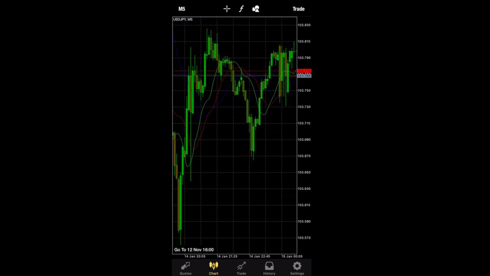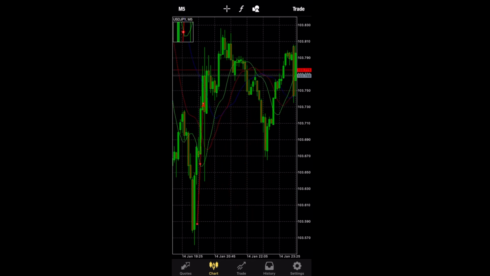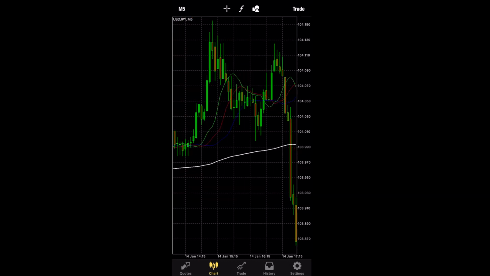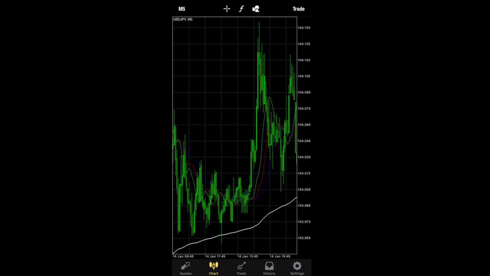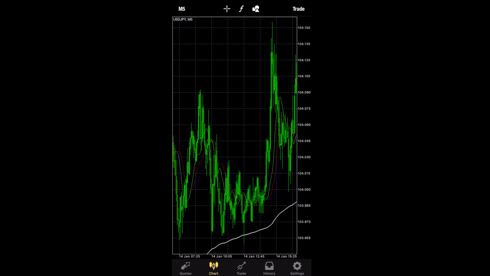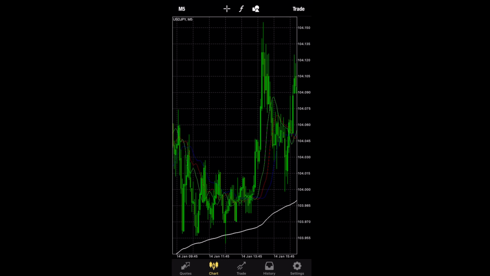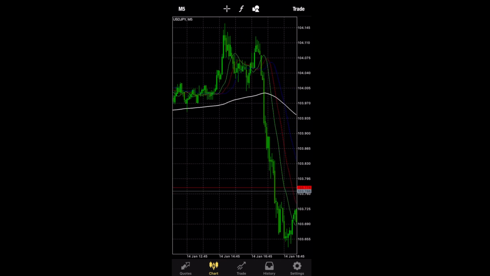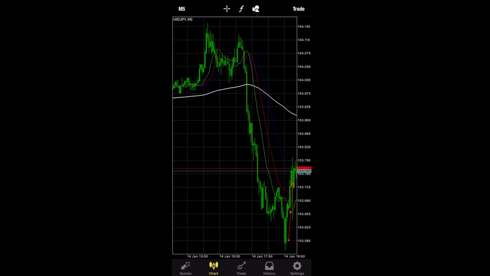Now, I'm going to teach you guys about the alligator. It's pretty simple, honestly. I'll show you two examples. Right here, the alligator lines, which are green, red, and blue, are all squiggly together and in one place. Versus right here, they're all separate and they're drooping down while price is dropping down.